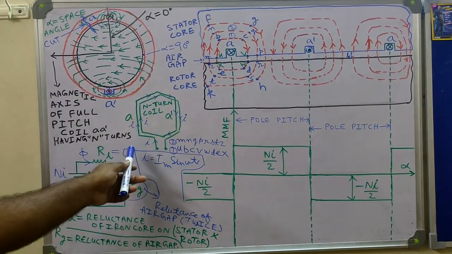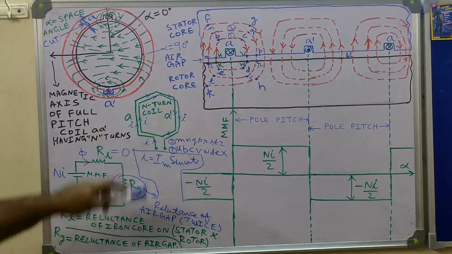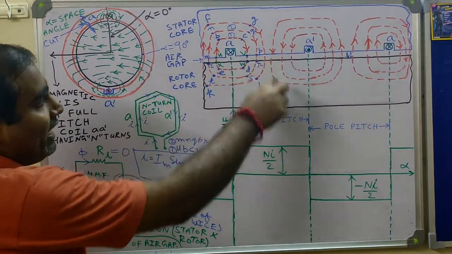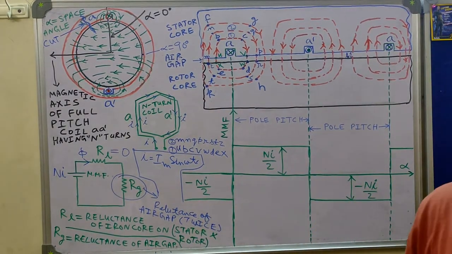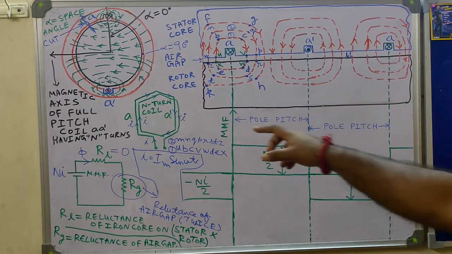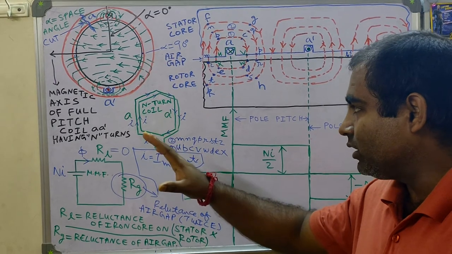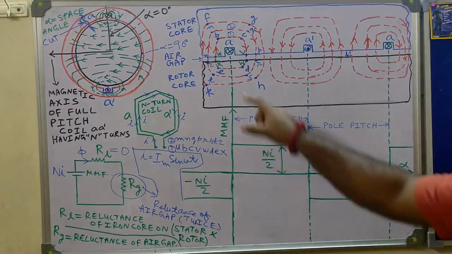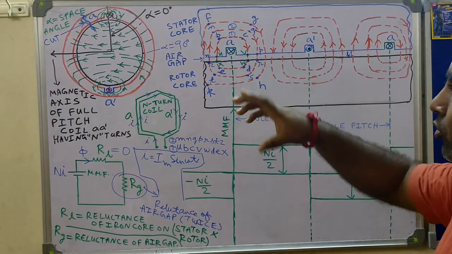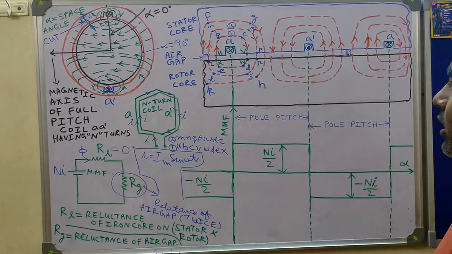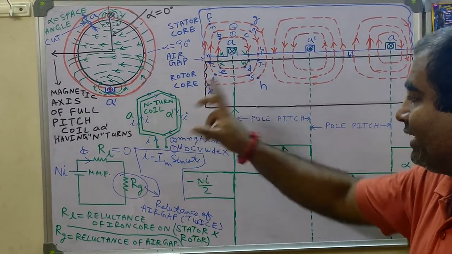So in case the coil AA dash is carrying current I which is sinusoidal, the MMF in the air gap will be a function of both space and time. However, if the coil AA dash is carrying current I which is constant, which is not changing, the MMF in the air gap will be a function of space only. It will not be a function of time, provided current I is constant, which is carried by the coil AA dash.